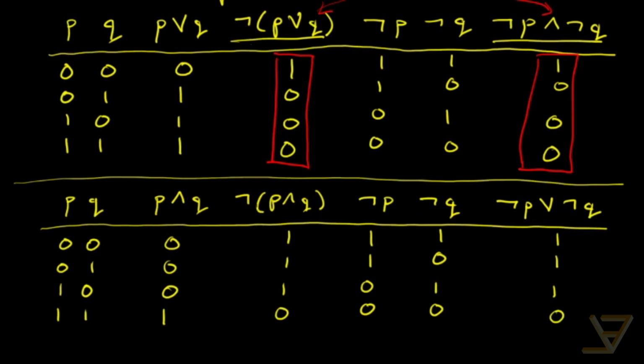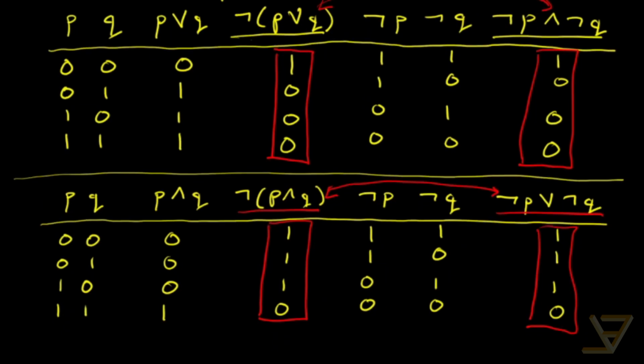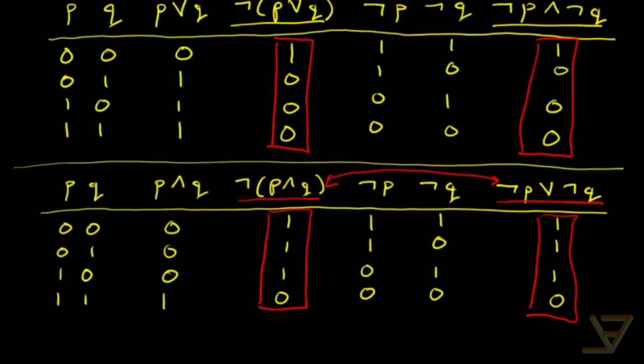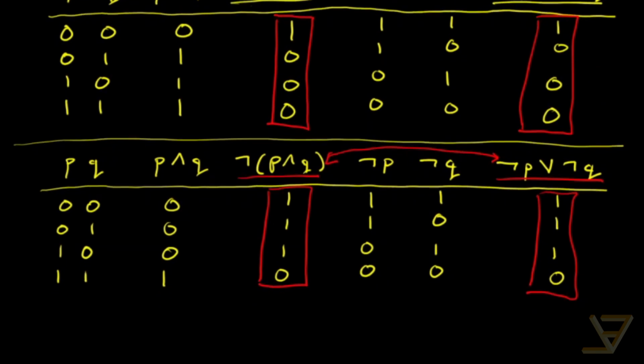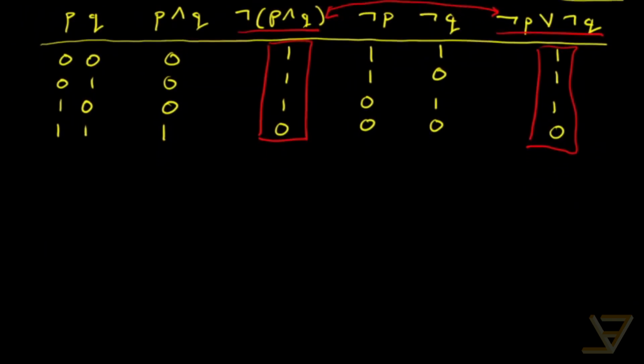So if we compare this column and this column, we find that they are identical. So this is logically equivalent to this. So that proves De Morgan's laws. But this is not the end of the story. We can actually generalize this to n propositions, where n is greater than or equal to 2, a conjunction or disjunction of n propositions. Not mixed conjunctions and disjunctions, but all conjunctions or all disjunctions. Let's get into that now.